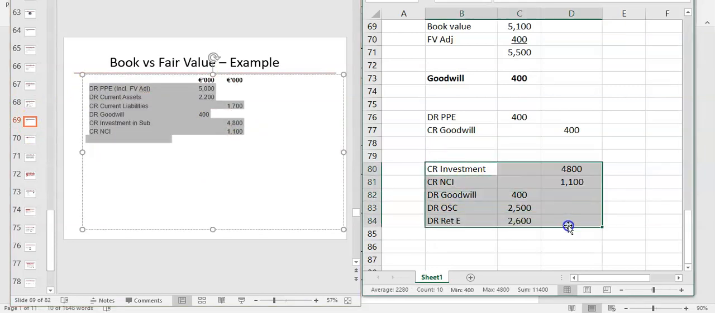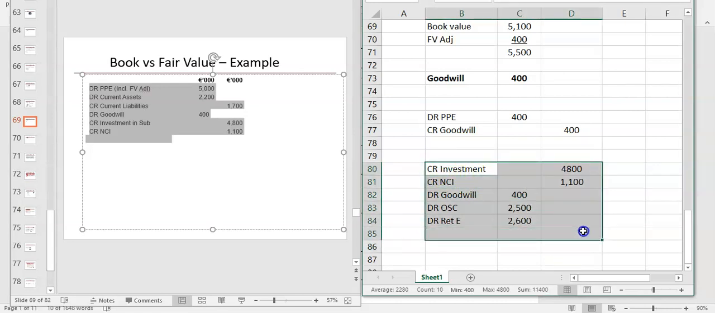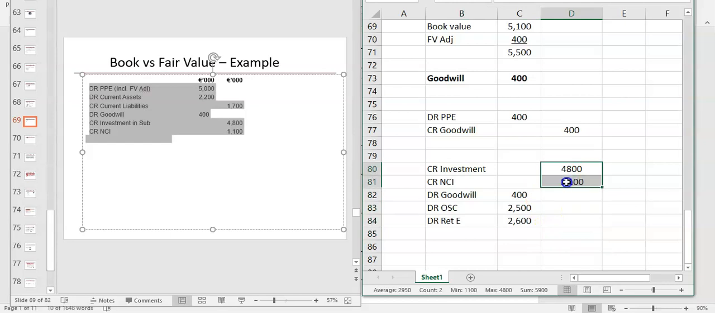So you don't have to do both sets of journals, either this, if it's possible, or these are for full marks. I'm a big fan of this one because it works in every exam question. What you'll notice here, it doesn't balance. 5.9 on the credit, 5.5 on the debit.